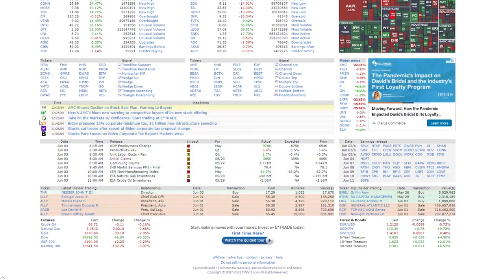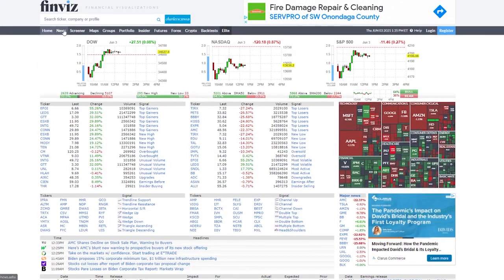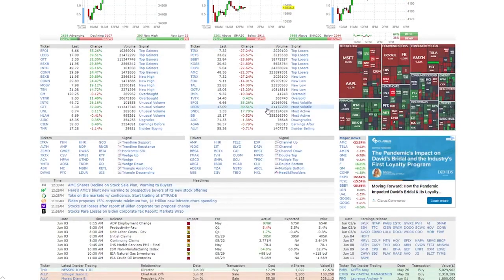Headlines, they have decent news. You can read through here what's happening in the media. They have insider trading, different earnings releases, and Forex and bonds are down here. So that's nice to have. And again, you can search up any ticker. You can do different news, screeners. You can go through all these tabs, but this is the main page, and this is where all the meat and potatoes are within the different sectors in the market.